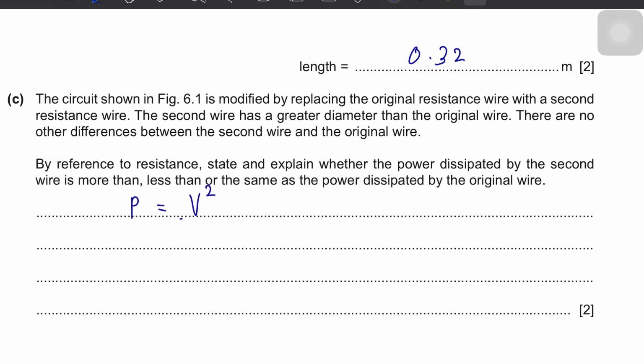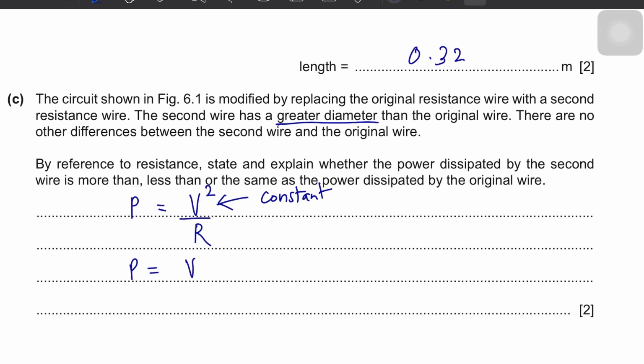We know that power has a formula P equal to V squared over R. Now, why am I using this formula? Because voltage is the same. We did not do anything to the battery, but definitely the resistance is changing because we are using greater diameter. So I need a formula where two of the quantities are changing and one remains constant. So V squared for us will remain constant here.